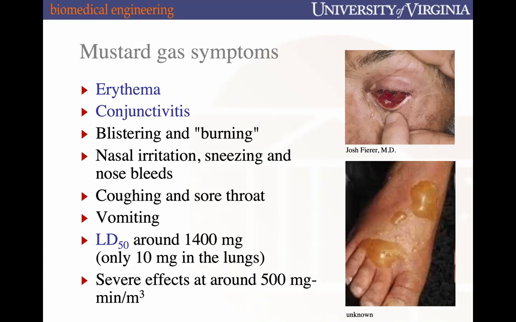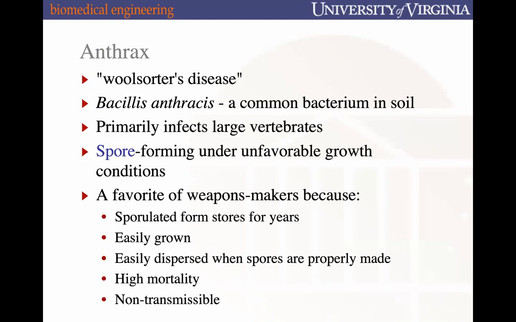As we talked about before, LD50 is the dose at which 50% of the population would die. And if it is in the lungs, it only requires about 10 milligrams. Because it also affects the surface area of our skin, it can also have severe effects at only 0.5 gram per minute over a cubic meter of space. And so it's incredibly effective, incredibly lethal. That's one example of a chemical agent.